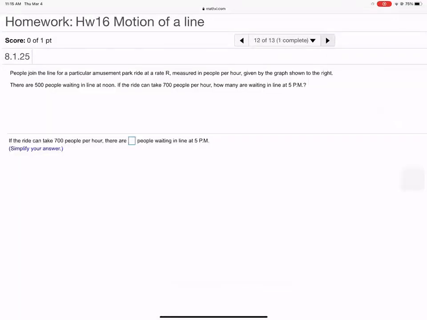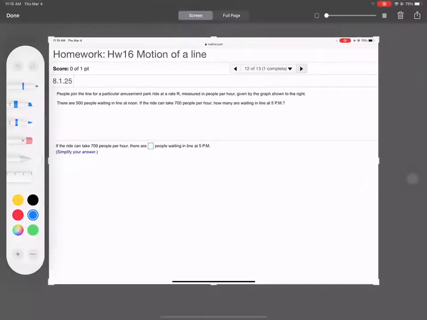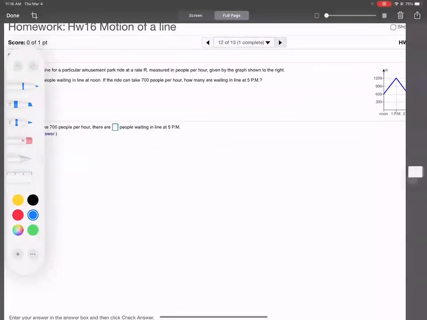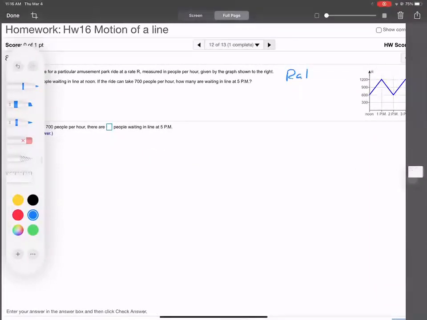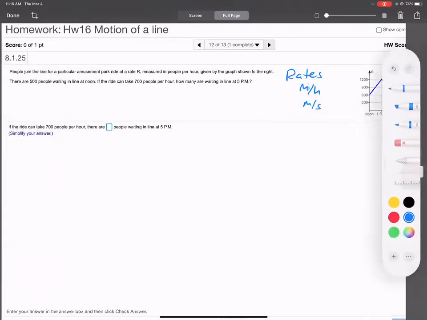All right. Now, using these skills of velocity and acceleration, these are what we call rate problems also. These are rates. Is miles per hour a rate? Meters per second, miles per hour, these are rates. But so is this problem that we're going to look at right now.